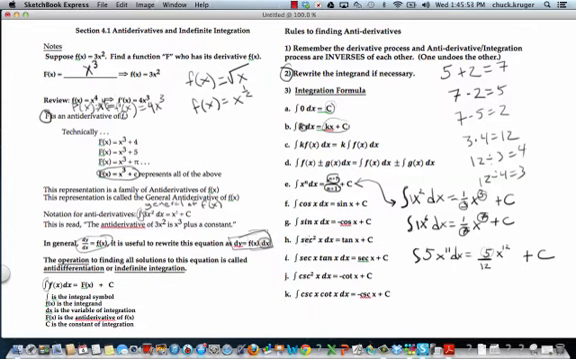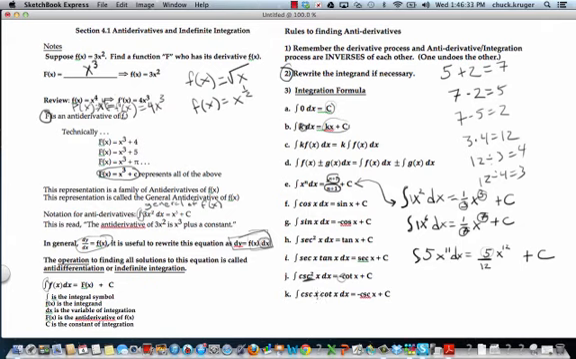The antiderivative of secant squared x dx is tangent x plus c, because the derivative of tangent x is secant squared x. The antiderivative of secant x tangent x is secant x plus c, because the derivative of secant x is secant x tangent x. The antiderivative of cosecant squared x dx is equal to negative cotangent x plus c, because the derivative of cotangent is negative cosecant squared x, and I need to multiply that by a negative to make my integrand positive on the inside.